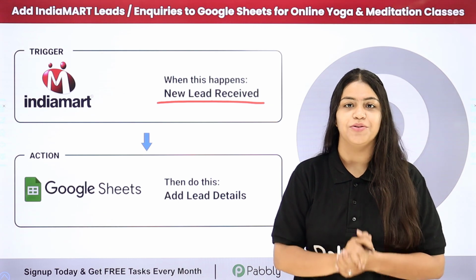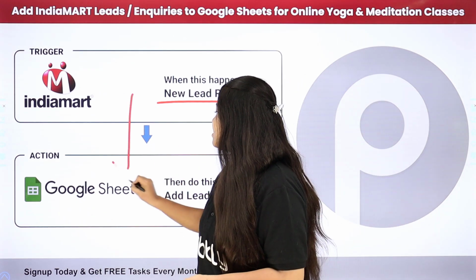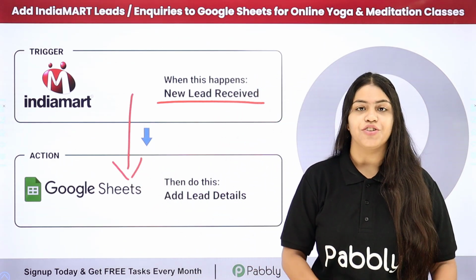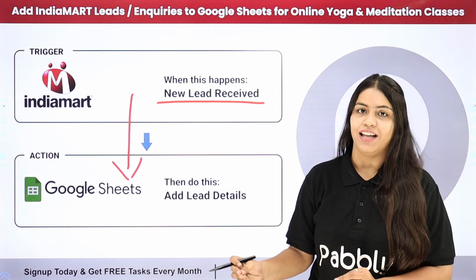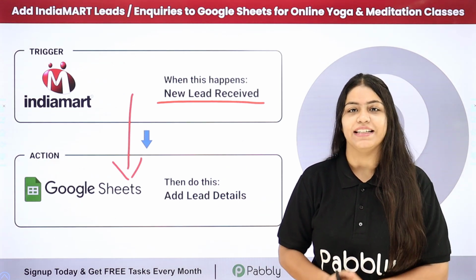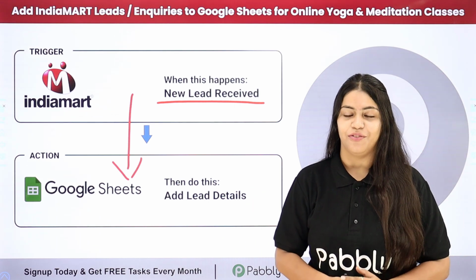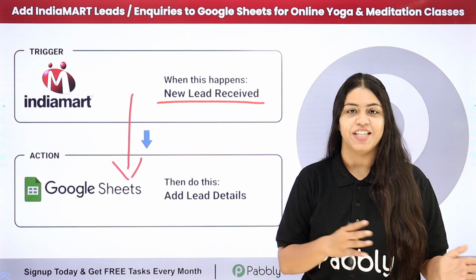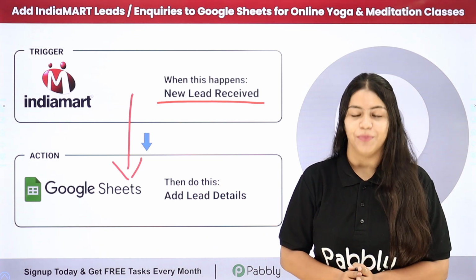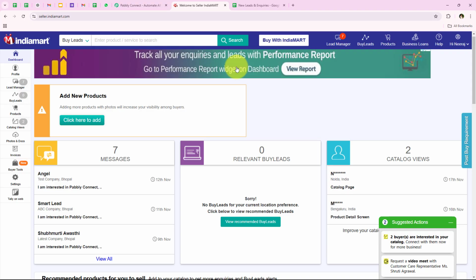So to do this, we are going to create a connection between IndiaMART and Google Sheets. To create this connection without knowing any programming or coding language, we are going to use Pabbly Connect. It is an amazing automation software. So do you also wish to learn this process step by step? Then let me take you to my computer screen. Welcome to my screen, everyone.